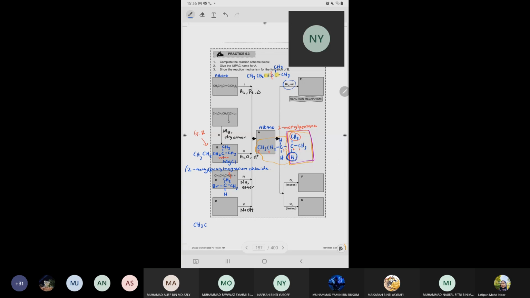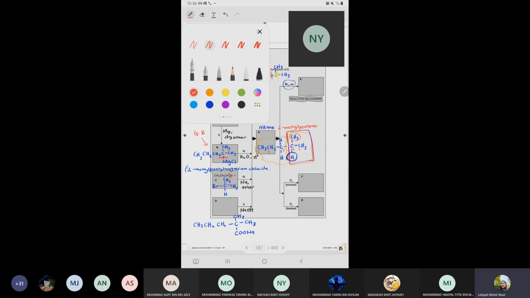CH3, CH2, CH2. Okay, and then saya pilih kat sini untuk letak COONa. Okay, and then ada CH3 kat atas ni, and then ada CH3. So, apa berlaku dalam reaction ni?